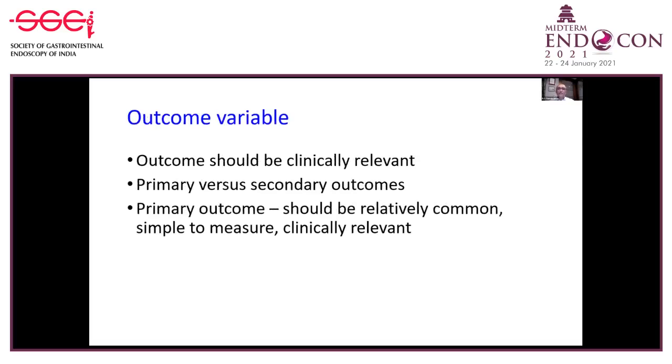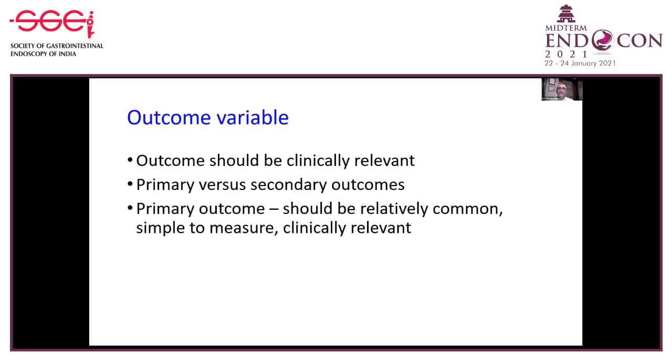This is really what you're trying to understand. The outcome should be clinically relevant. For instance, if you're looking at the effect of early endoscopic intervention on upper GI bleed, the most clinically relevant variable is mortality. Then it might be numbers of units of blood transfused, need for surgery, length of hospital stay, and so on.